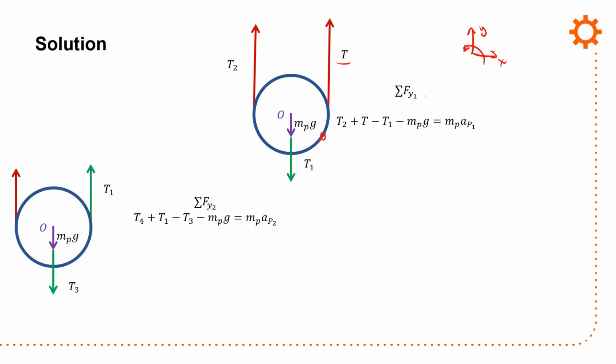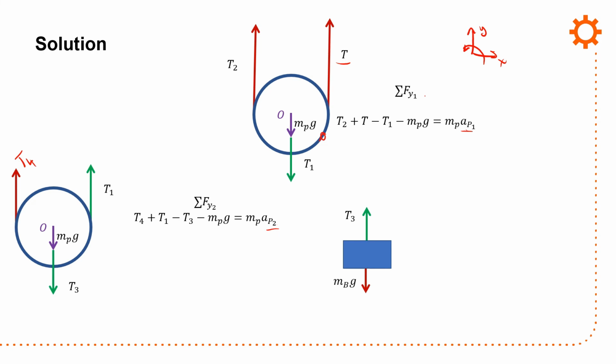The only difference is that I should put T4 here. It's not on the figure. And T4 plus T1 minus T3 minus M_P G equals the mass of the pulley times A2. So the difference between these two is the acceleration, and the tensions, of course, but that's the important thing to notice here. They're not going to be the same.